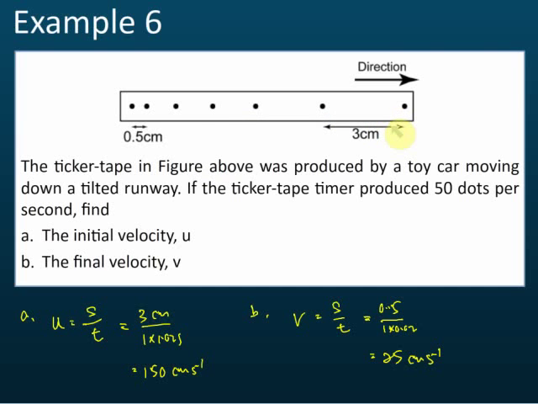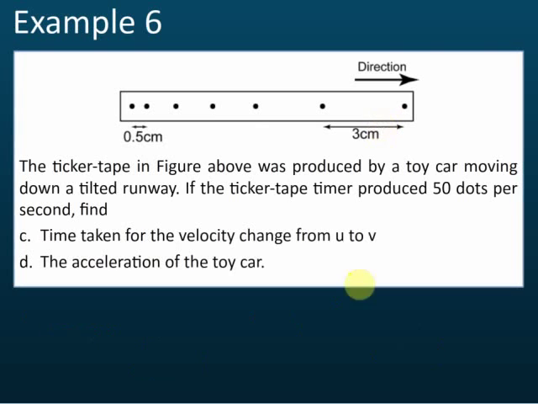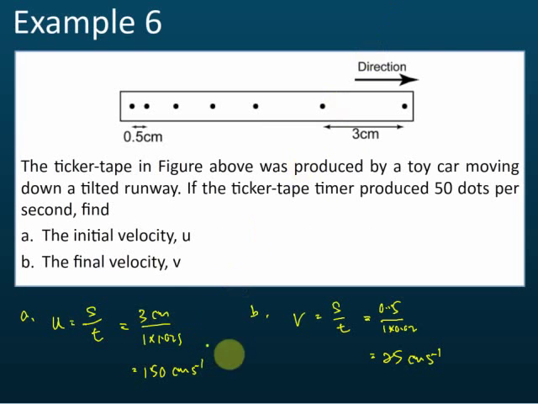Always keep in mind, because a lot of students get confused with the direction. If we move to the right, this will be the initial movement, and this will be the final movement. So this is the initial velocity, this is the final velocity. If we move to the left, then it's the opposite: this is the initial movement, and this is the final movement. Let's write here: u is equal to 150 cm per second, and v is equal to 25 cm per second.